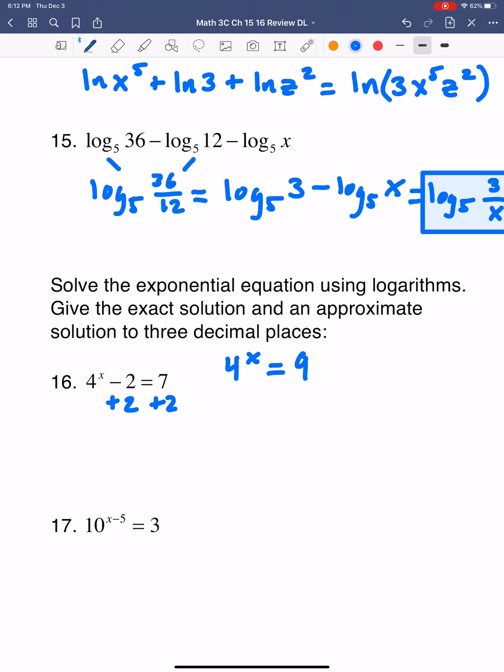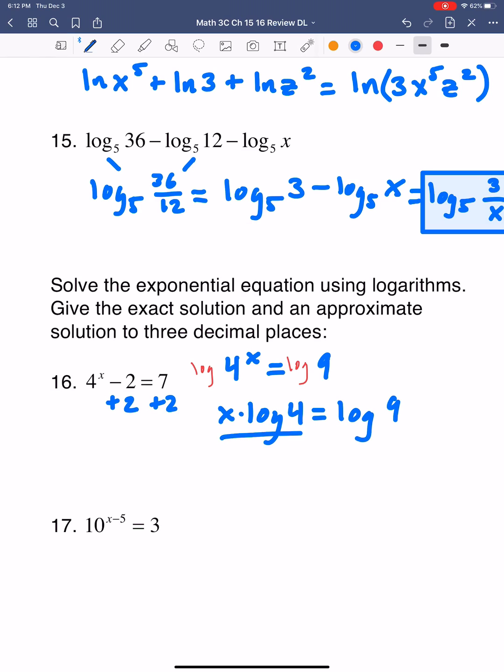Now I'm going to go ahead and use a log on both sides. So after I isolate the base of the exponent, this is where I would use a log on both sides, and I'll remind you why we want to do this. Because remember, we have that property that allows us to take exponents and move them to the front of our logs. So this is going to end up looking like this. X times log 4 equals log 9.